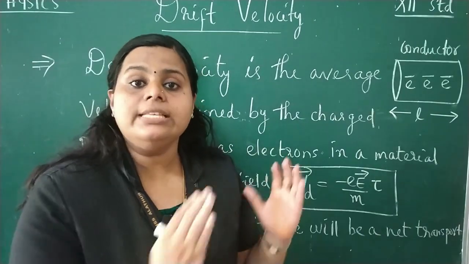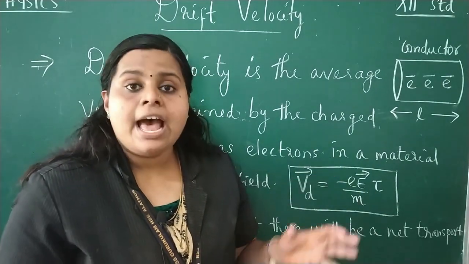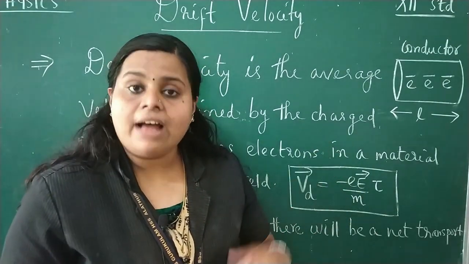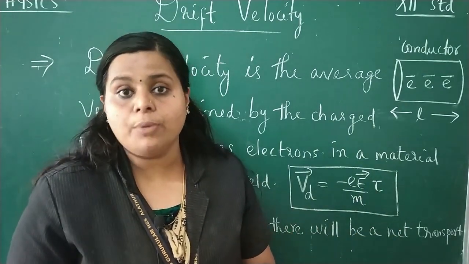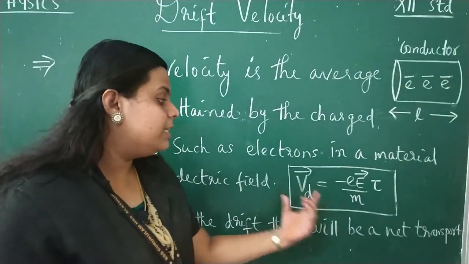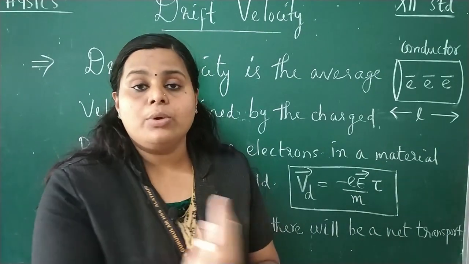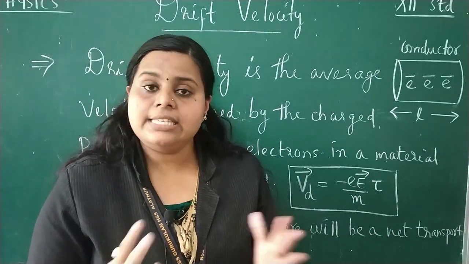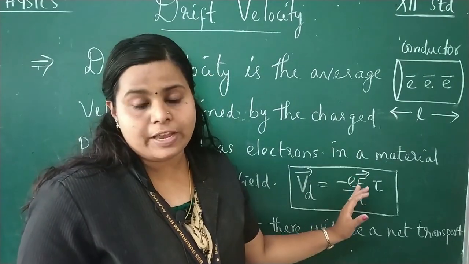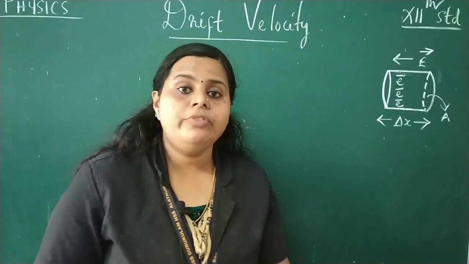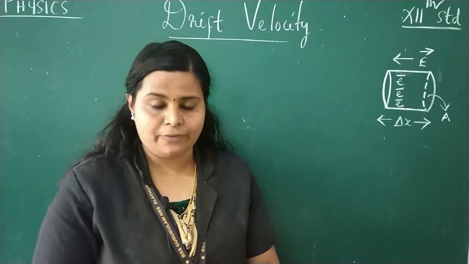When we apply a potential across the conductor, there we are providing an electric field. With the electric field, the charges inside the conductor start to achieve drift velocity. And because of this drift there will be a net transport of charges across an area perpendicular to the electric field. Is it clear? So that's all about drift velocity, and this is the expression for drift velocity. So it is clear that because of the drift there will be a net transport of charges across an area perpendicular to the electric field, right?